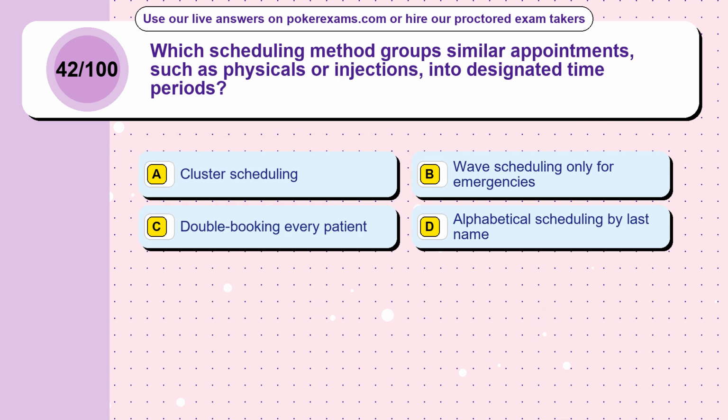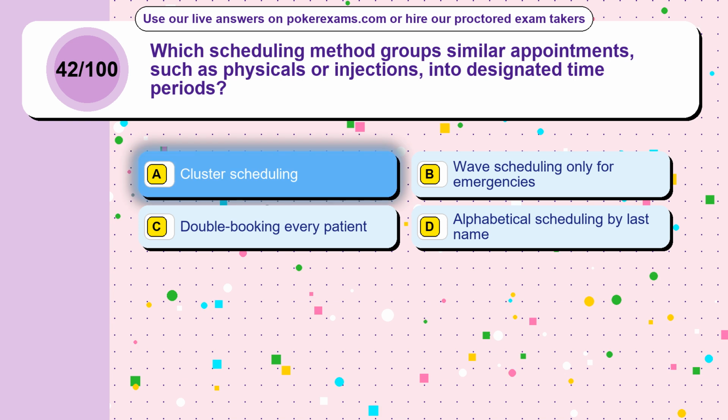Question 42. Which scheduling method groups similar appointments, such as physicals or injections, into designated time periods? Option A. Cluster scheduling. Option B. Wave scheduling only for emergencies. Option C. Double booking every patient. Option D. Alphabetical scheduling by last name. The correct answer is option A.